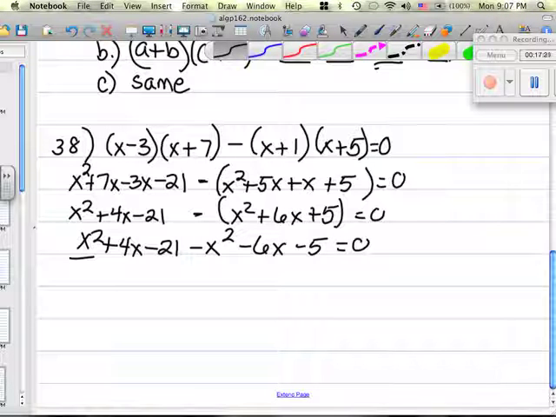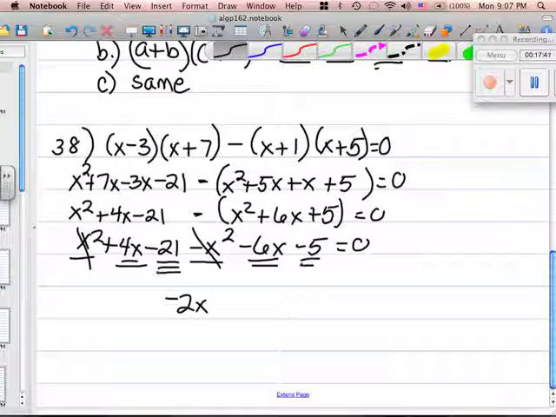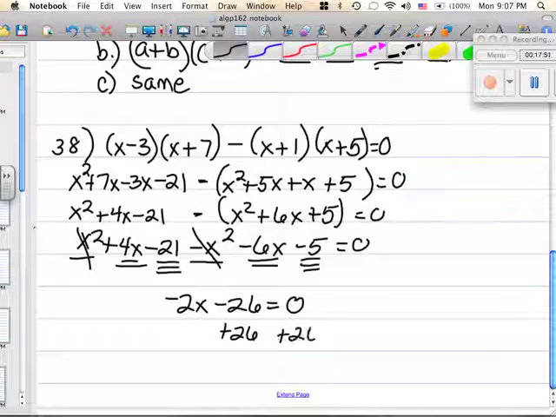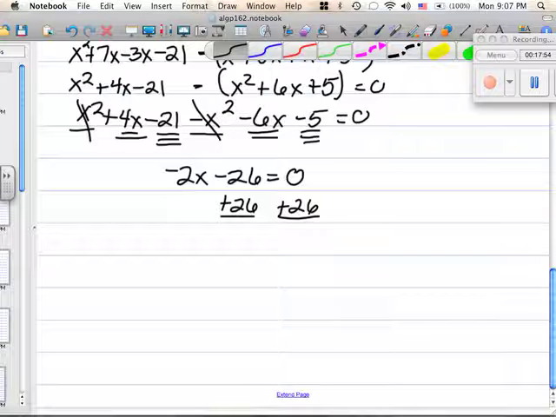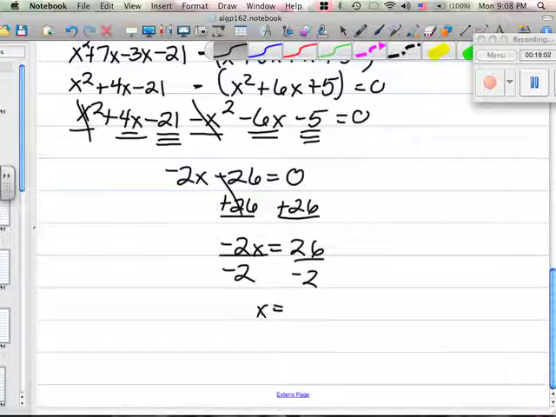Collecting like terms, the x squares are opposites. They make 0 and gone. 4x and negative 6x is negative 2x. And a negative 21 and a negative 5 is negative 26. Equals 0, solve for x, add 26 to both sides. And we get negative 2x equals 26, divide by negative 2, and x equals negative 13.